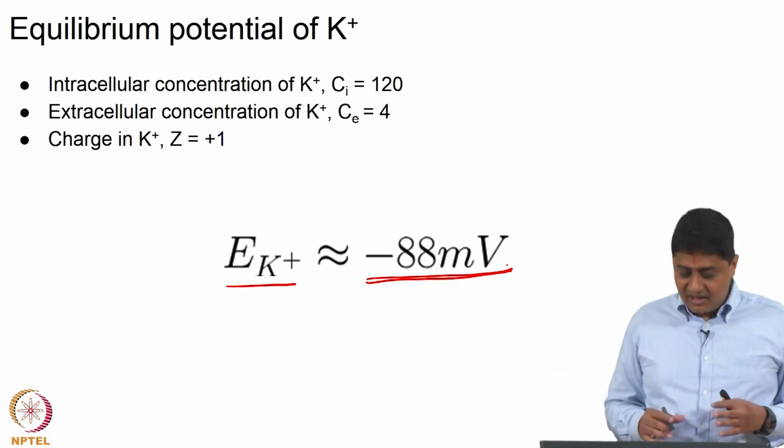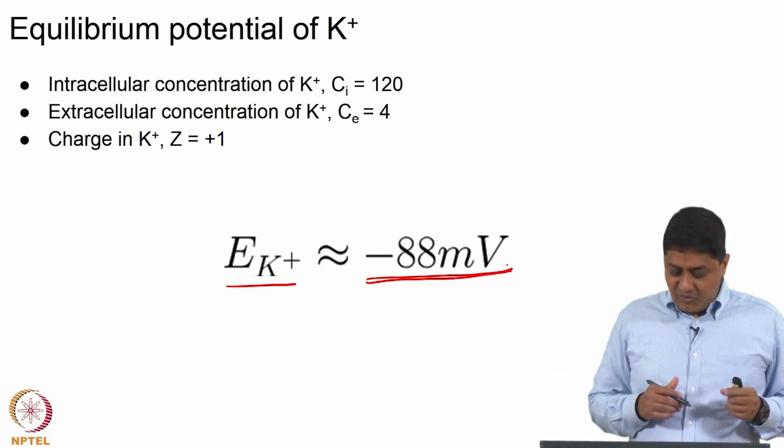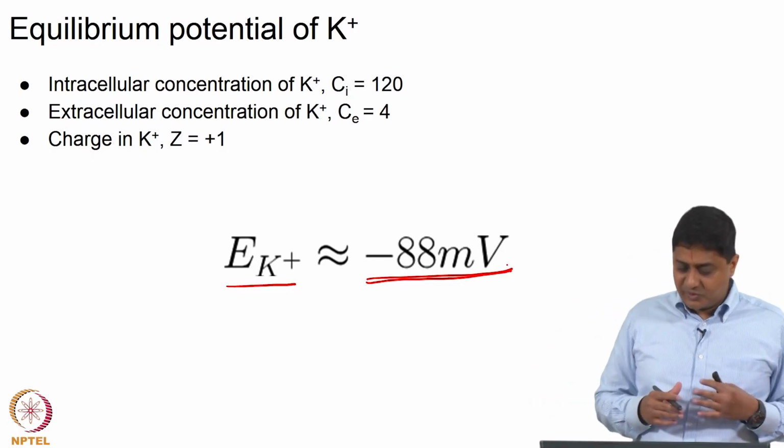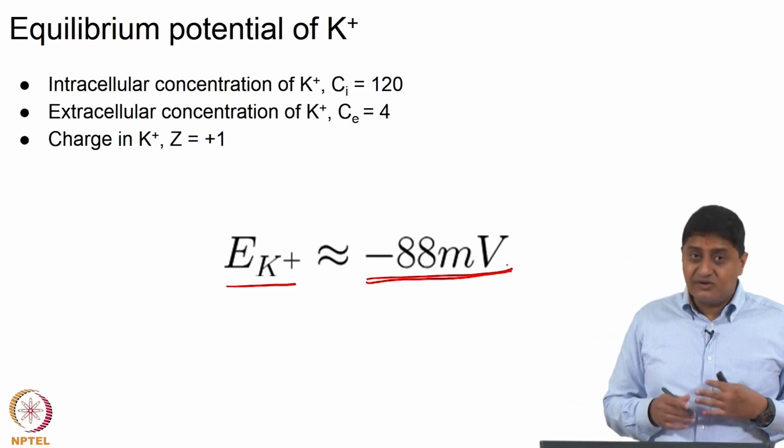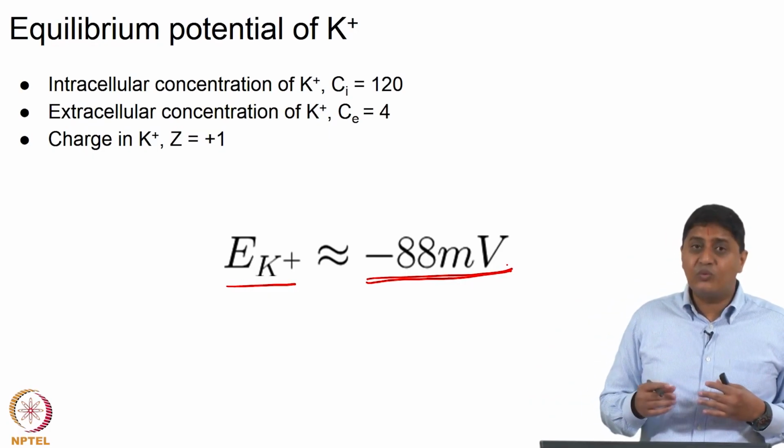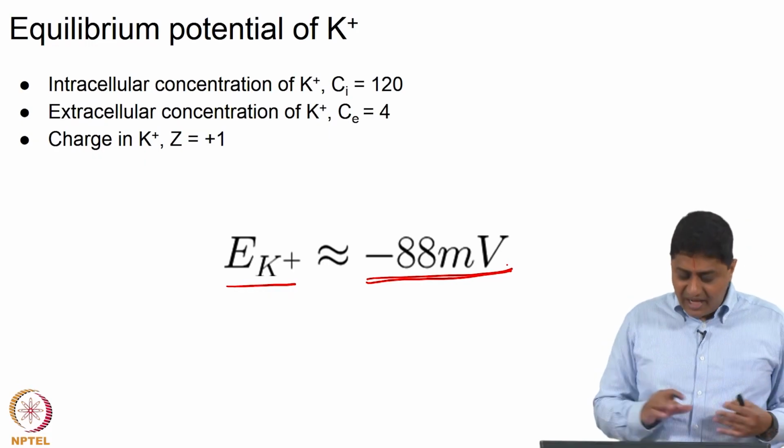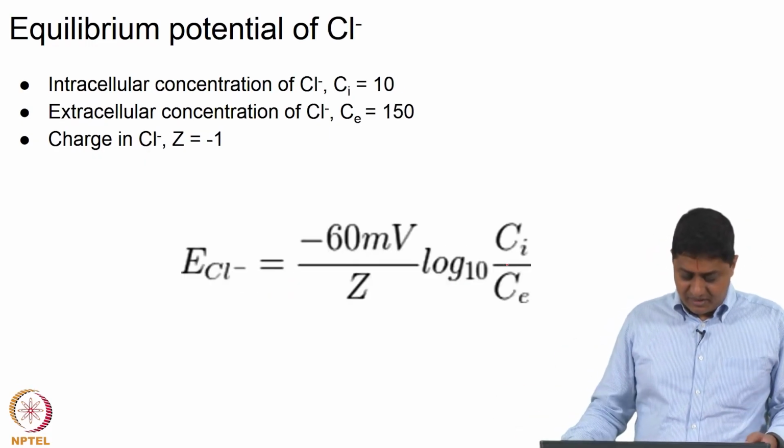So this is where it would like to have it, but where is it? Where the membrane potential is relative to its equilibrium potential will determine to what extent the movement is happening. That we will reserve for future classes, right.